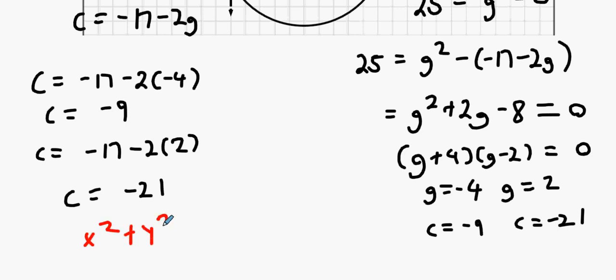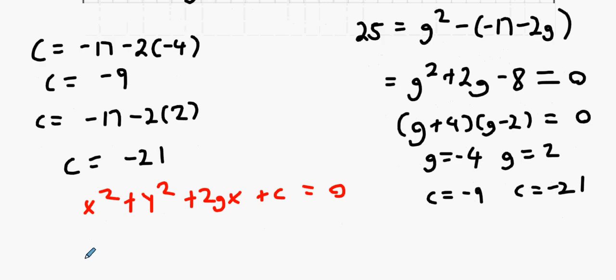What did we say earlier? The f value is 0, so we don't have to worry about 2fy. So what are our two answers then? What's that? Minus 8x, is it? And then after that, minus 9 equals 0.